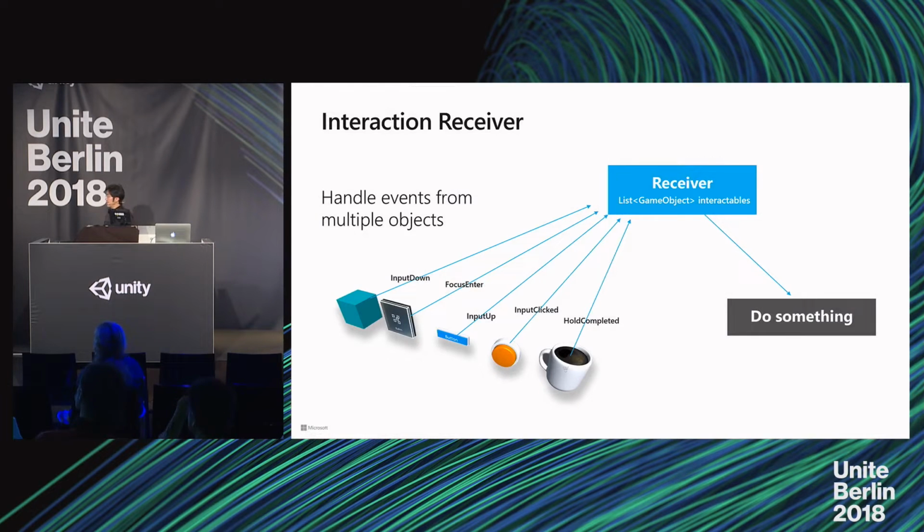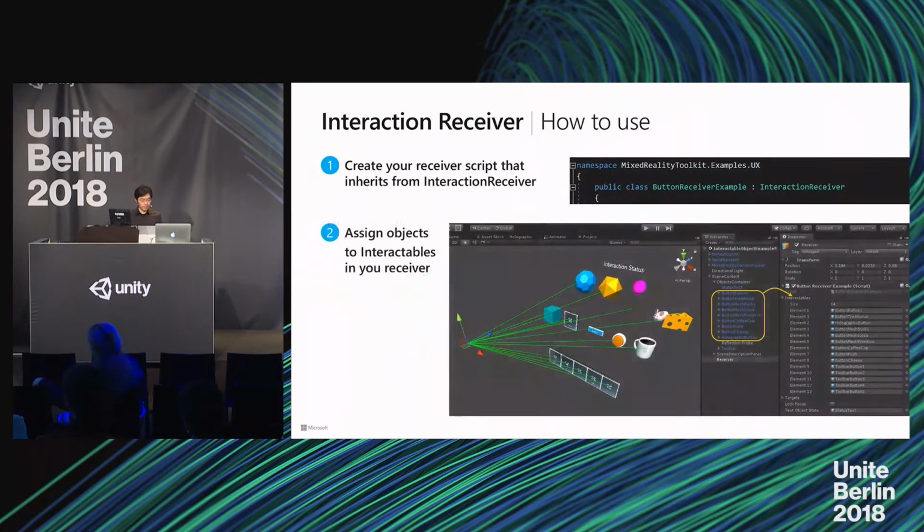Interaction receiver is another useful script that can be used with the interactive object. It allows you to handle events from multiple objects in a single script. As you can see in this diagram, I have multiple objects in the scene, and I have a receiver script that can handle the events from these. Then I can do something based on the object.